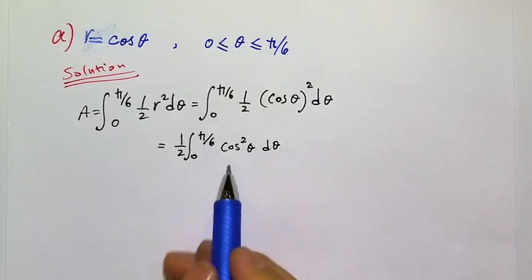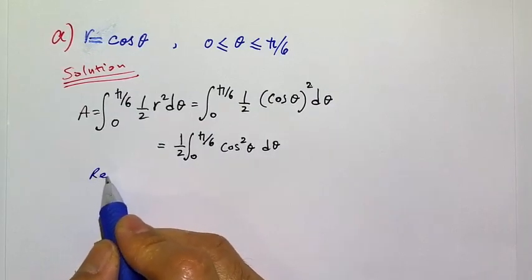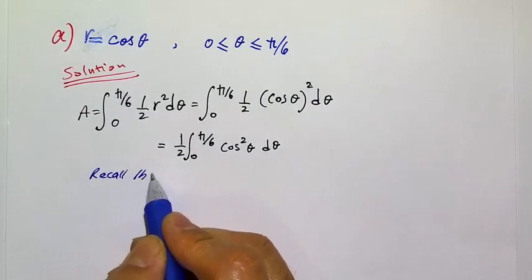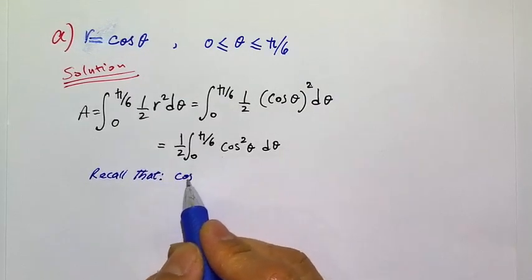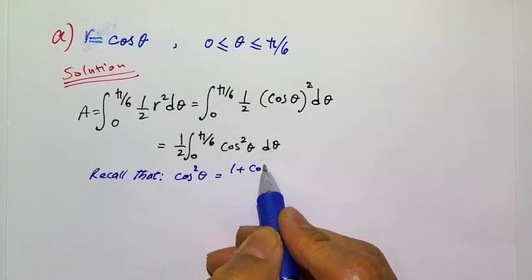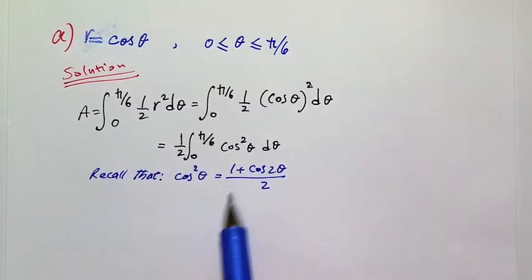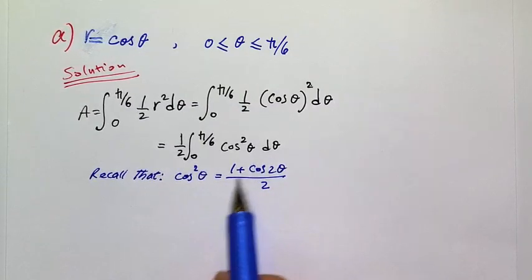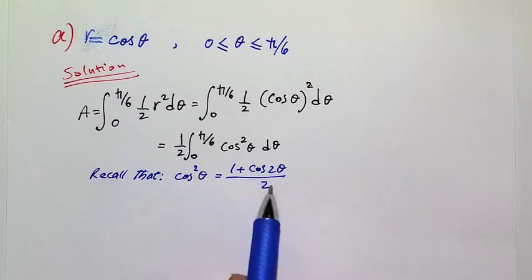Now we've used a formula to simplify this integrand several times, but let me refer to it again. So recall that cosine squared theta is equal to 1 plus cosine 2 theta over 2. This is a very useful formula, and most of the time we have to simplify in this direction. In other words, go from the trigonometric function squared to that one.